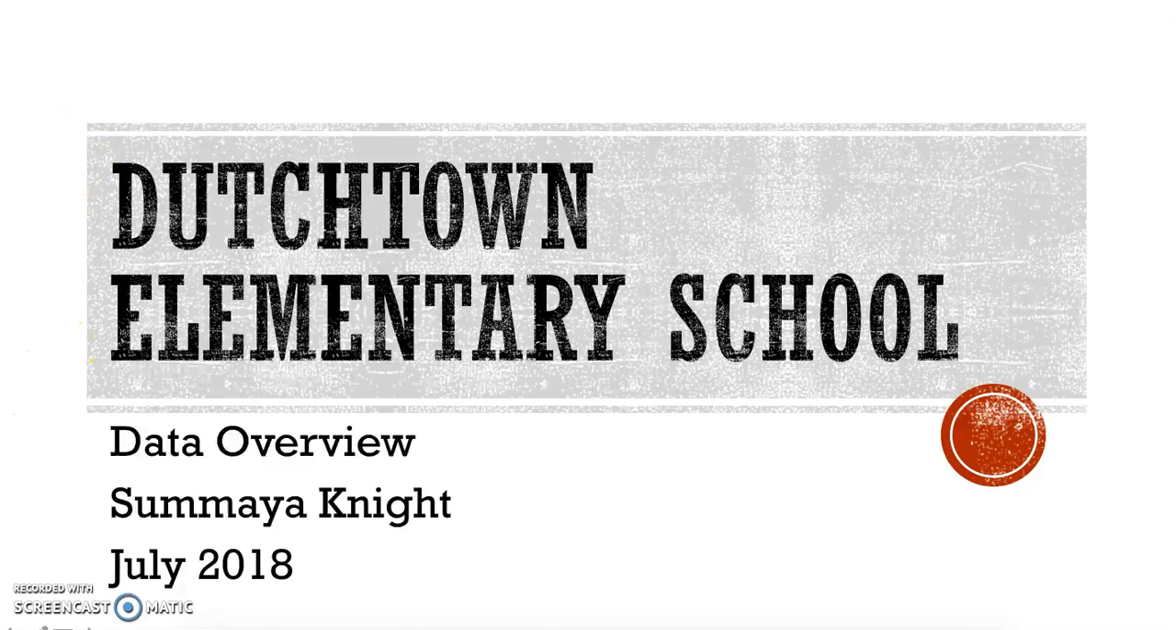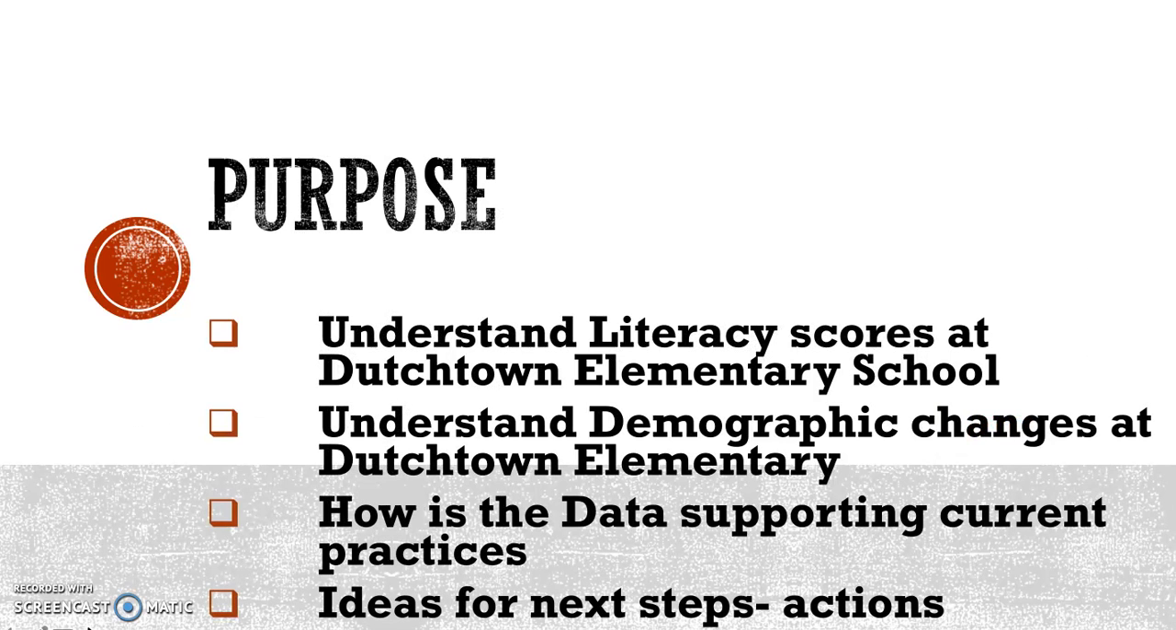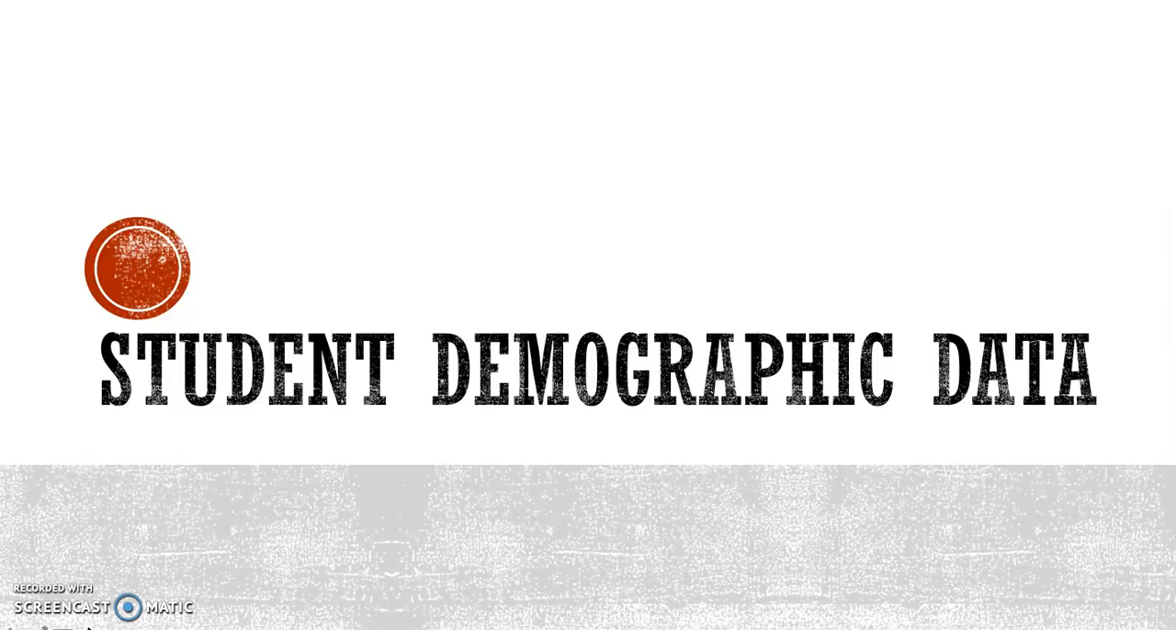We're going to take a brief data overview to see how data has impacted the school over the course of 3 years. The purpose of the data overview is to understand literacy scores at Dutchtown Elementary and to understand how demographic changes affect those literacy scores. How is the data that is supporting current practices helping the literacy scores, and then ideas for next steps and actions. Let's take a look at the student demographic data.